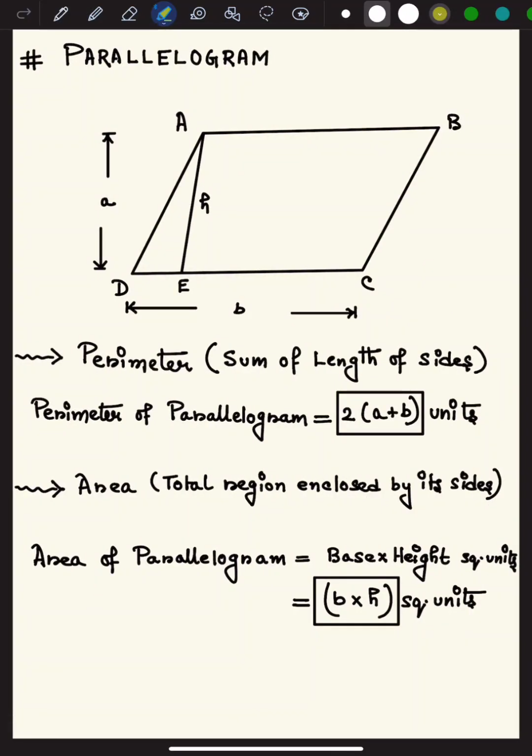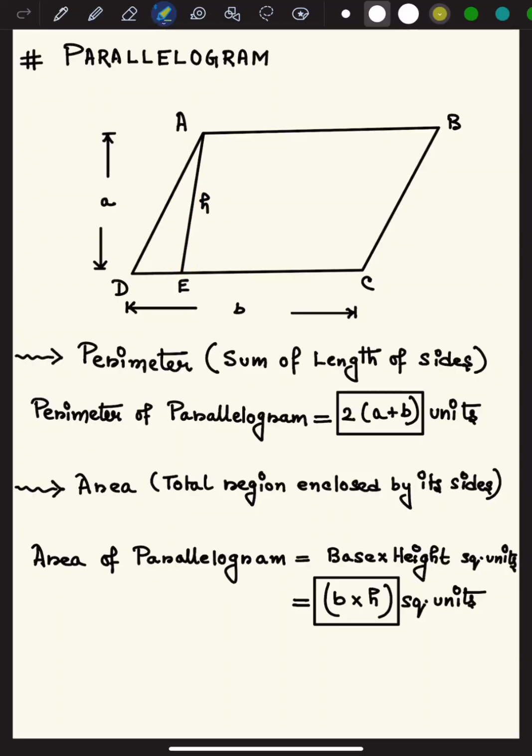Next let's come to this parallelogram. In case of a parallelogram, the opposite sides are parallel and equal. That means this AB is parallel to DC and AB equals DC, and this AD is parallel to BC and AD is equal to BC, right? And this is the height.